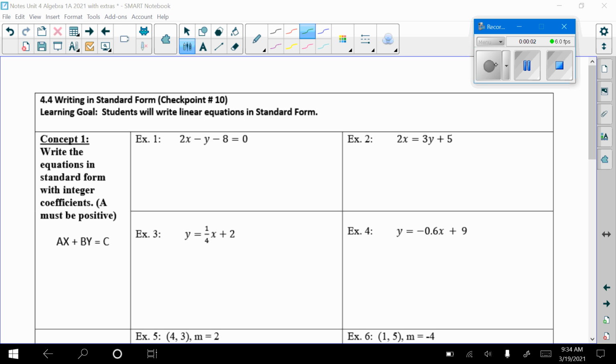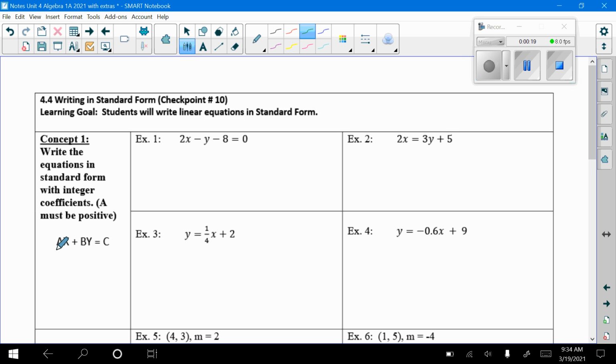All right, so this is 4.4. We're going to be doing standard form. So checkpoint 10 is our notes for this section. We've seen this before in pre-algebra, but we're also going to see it now in Algebra 1A. So what we need to do is write things in standard form. Okay, so that's your Ax plus By equals C format.